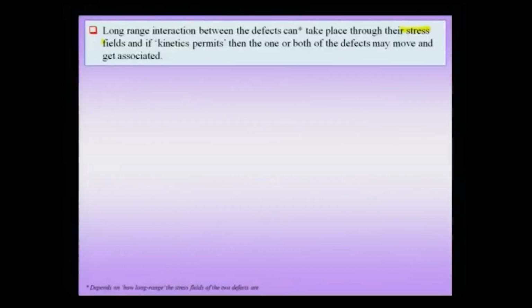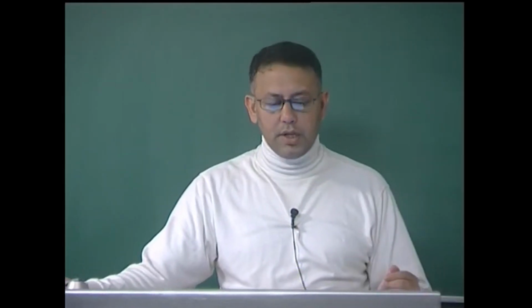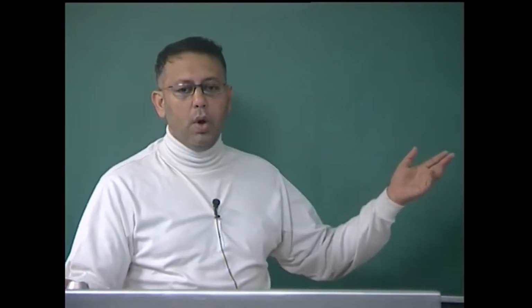The association of defects can take place through the long range stress fields associated with these, and if kinetics permits, then one or both of these defects may move and get associated. That means that if these defects originally existed in isolated form and they are interacting through a long range stress field, like in the example of one dislocation and another dislocation, then they may attract each other, and if the kinetics permits, they would come close to each other and may get associated with one another, which is what we saw happened in the case of polygonization or the formation of a low angle grain boundary we had originally considered.